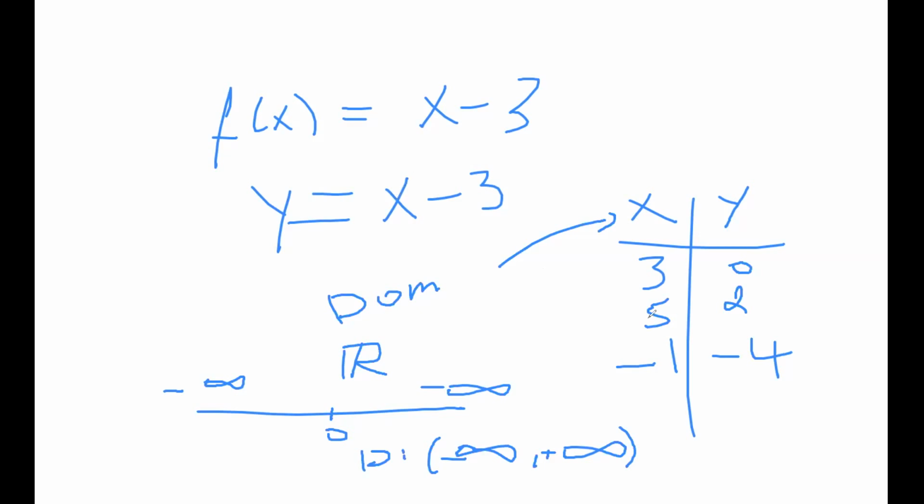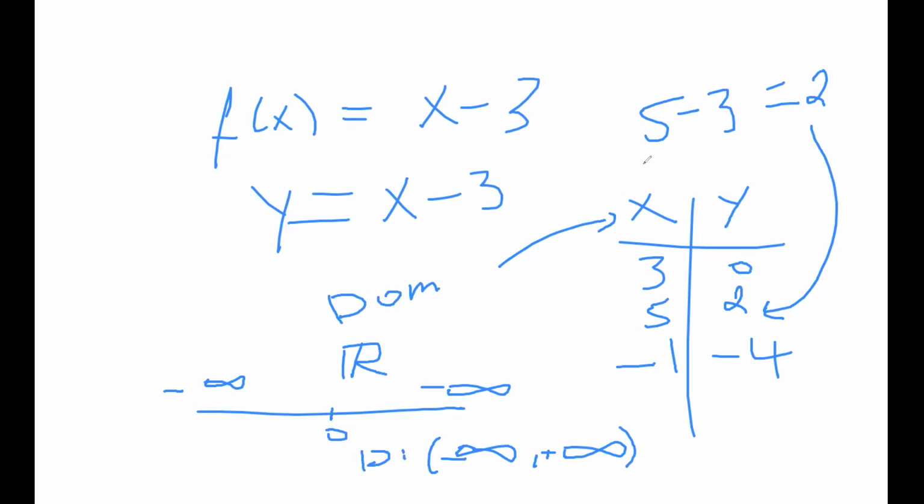If you plug 5 here, what do you get? It would be 5 minus 3, which is 2. That's why I put 2 here. Got it? Okay, so you just plug in the x's. And if you put -1, minus 3 is -4.